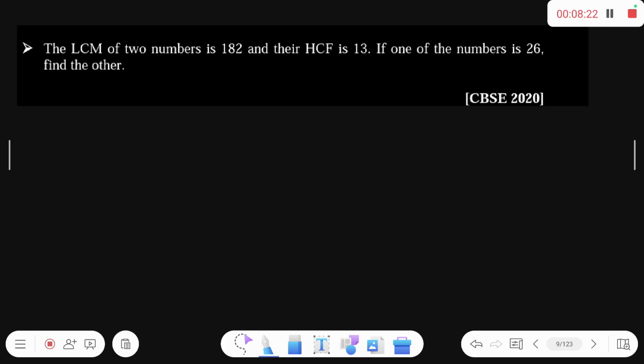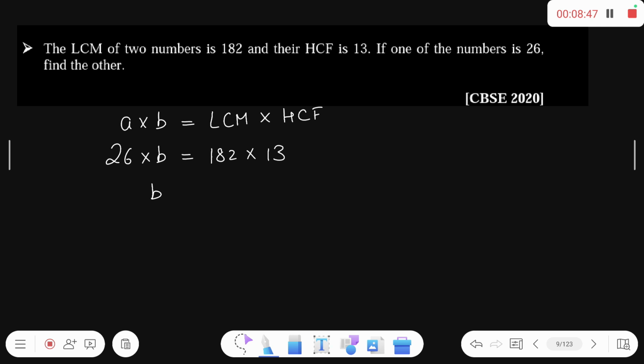The LCM of two numbers is 182 and their HCF is 13. If one of the numbers is 26, find the other. Here you are going to use the formula A cross B, the product of the numbers is equal to the product of LCM and HCF. So one number is 26. Let A be 26. You have to find B, and LCM is 182 into 13. So B is equal to 2366 divided by 26 and B value is 91. So the other number is 91. Let's move to next question.